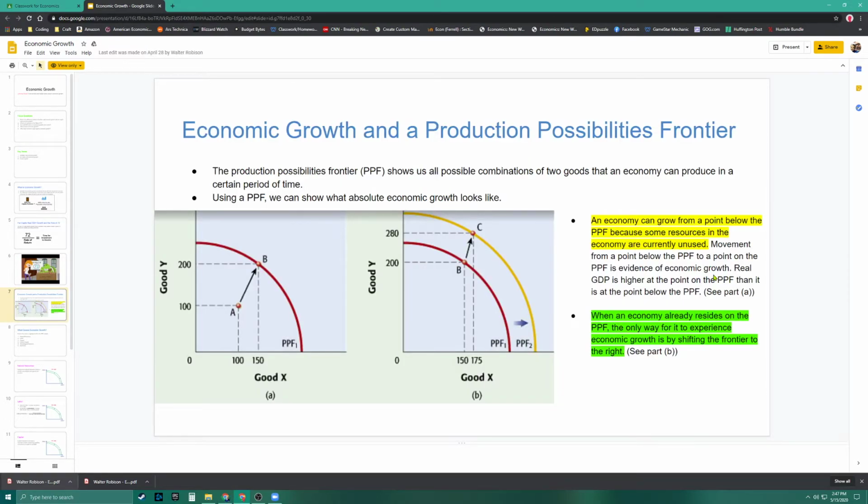All right. So economic growth and the production possibility frontier. You guys should remember PPFs.